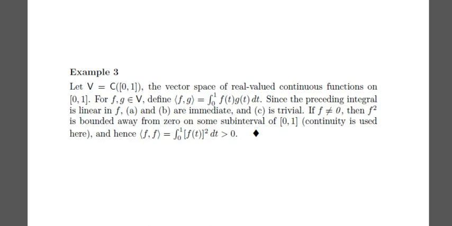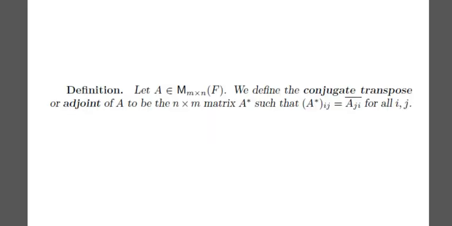Now for the fourth property, if f is not equal to 0, then for some point x naught there is an interval on which f is non-zero. Then the inner product of f comma f is equal to the integral from 0 to 1 of f(t) squared dt, which is positive. Next we define conjugate transpose.